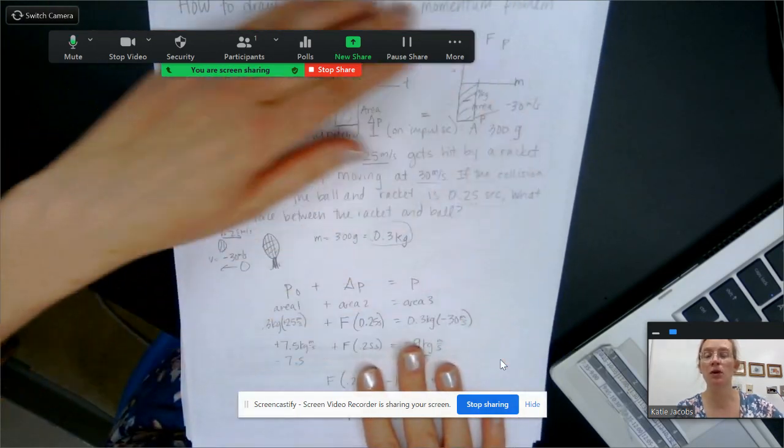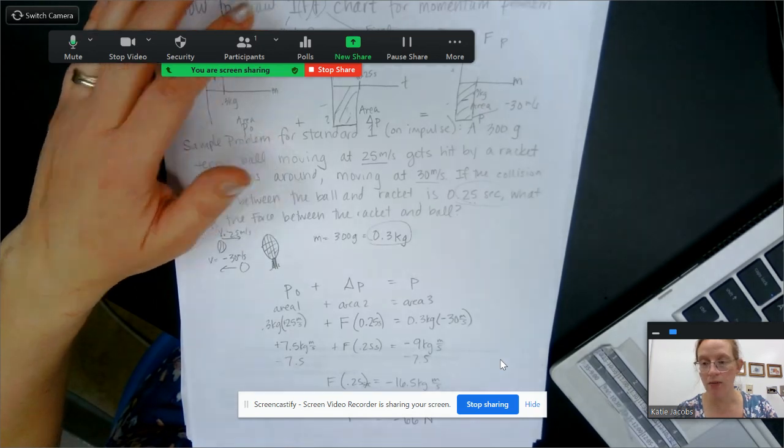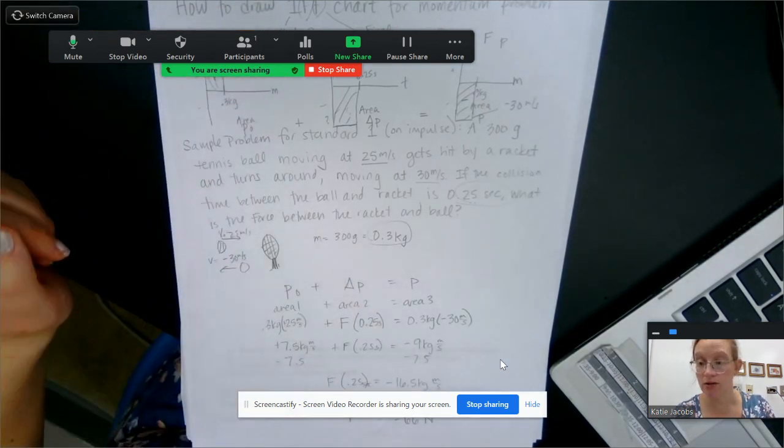And this is a good way to visualize what's happening with momentum. The hardest thing is that momentum has direction, so it does matter whether something's positive or negative. It totally changes your answer if you do it differently.